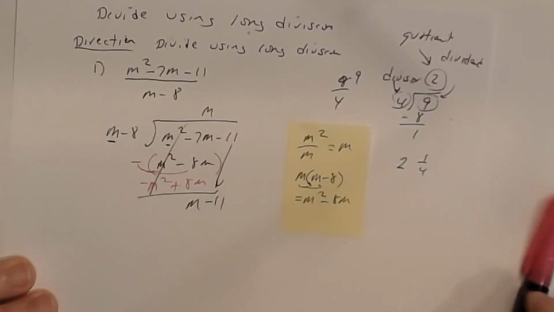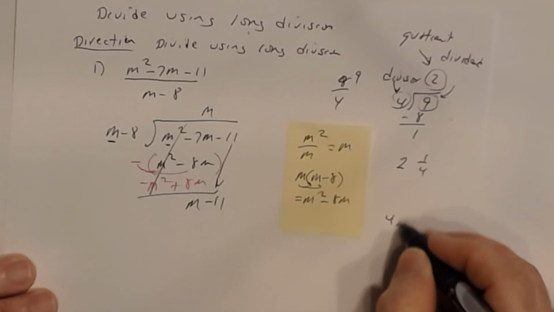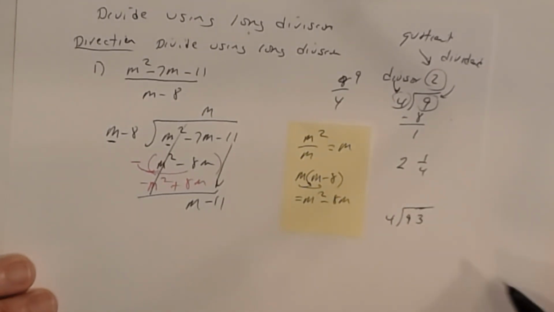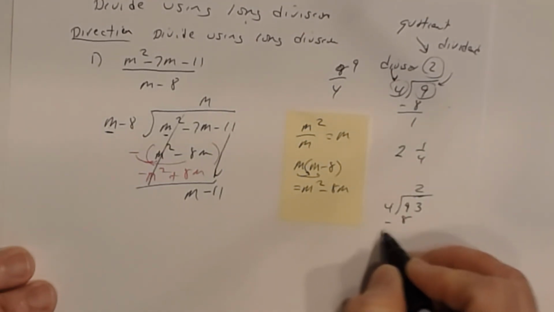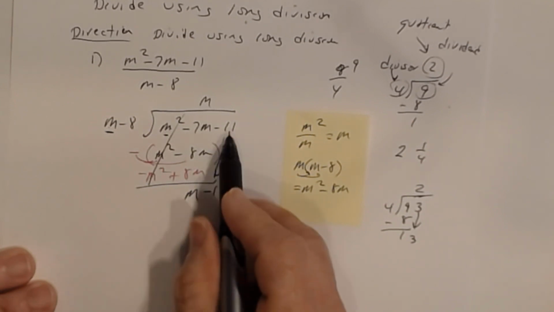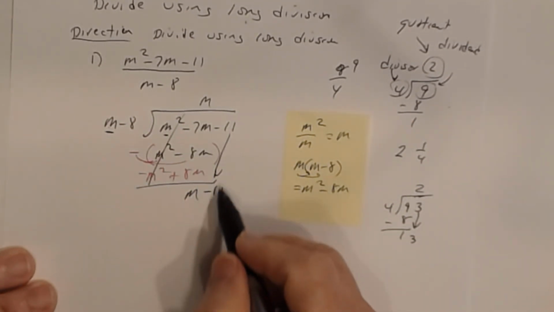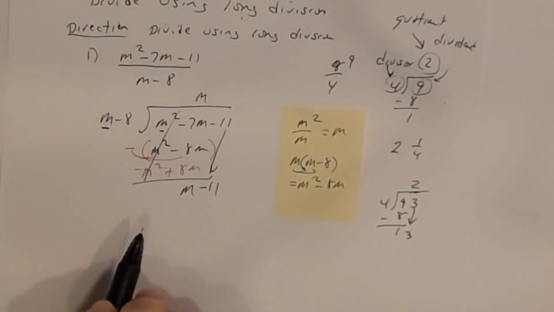Okay? So it's kind of like if we had this. For example, suppose I want to say 4 into, let's say, 93. All right? So 4 into 9 is 2. 2 times 4 is 8. Subtract. 9 subtract 8 is 1. Bring down the next term. That's what I did here. Bring down the next term. See that? That's what you're doing. Okay? Then you do the process all over again.